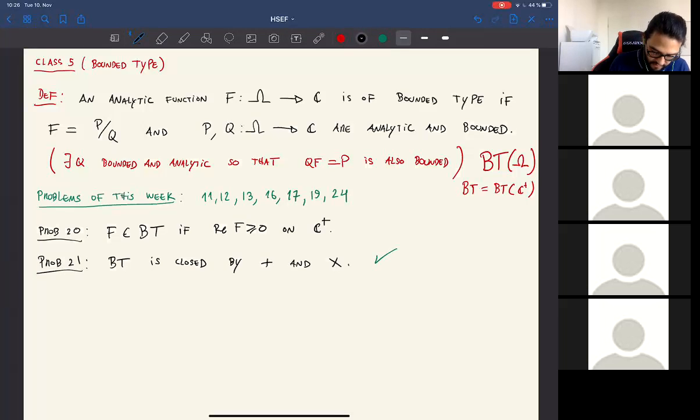So then now we can solve problem 20. Well, maybe before solving problem 20, let me write the other problem I want to solve, which is problem 22: polynomials are contained in bounded type. And I want to solve one more, problem 23, but that's for later. Okay, so let me solve problem 20.